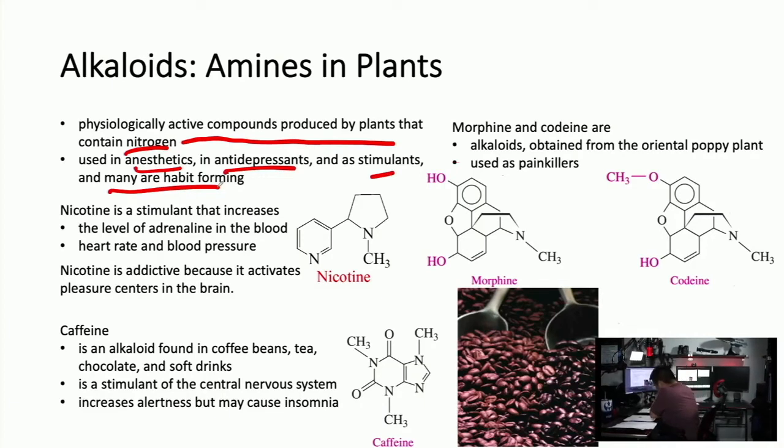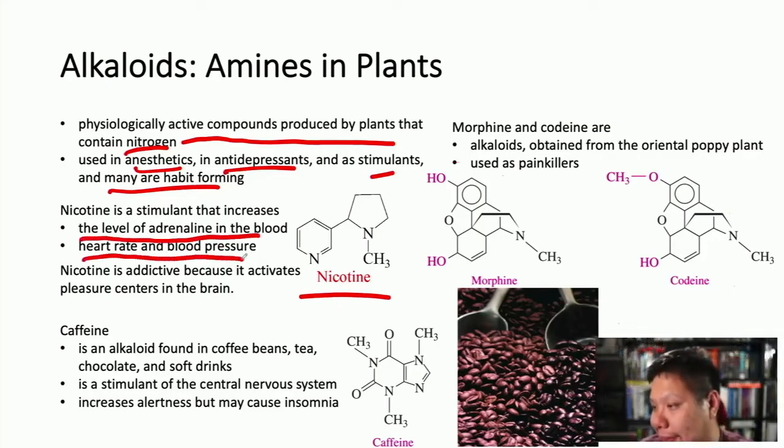So one of those alkaloids is nicotine, right, from cigarettes. What does this do? It increases the level of adrenaline in the blood, increases the heart rate and blood pressure. Maybe nicotine's not that good for you, right?